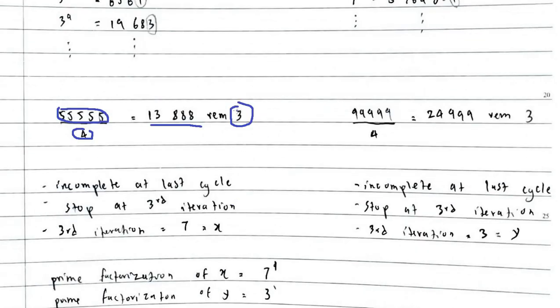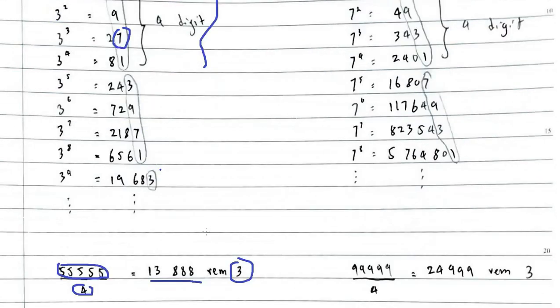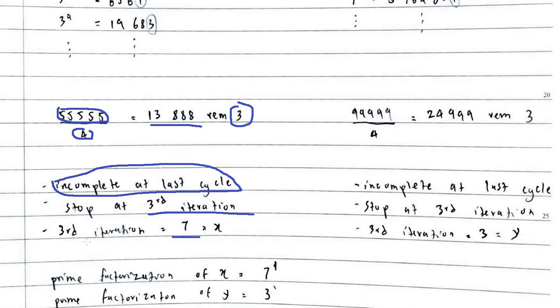If we have a remainder, that means it is incomplete at the last cycle. So with the remainder of 3, we know that the given number stops at the third iteration. For the third iteration, we got 7, which is equal to X.